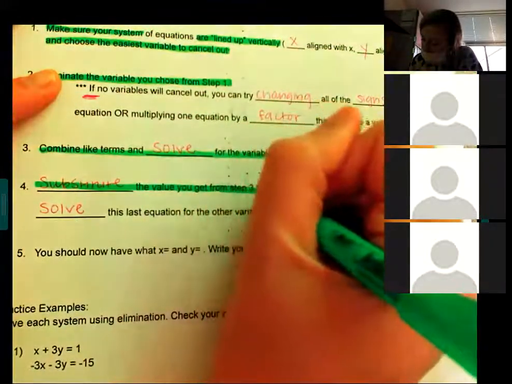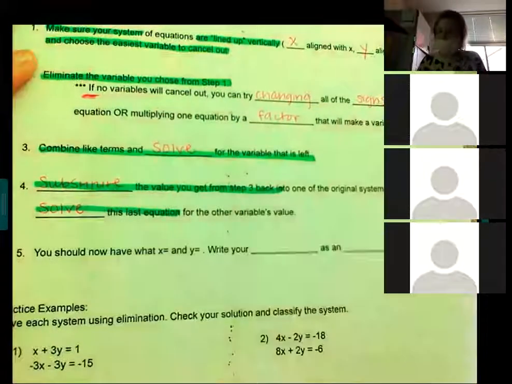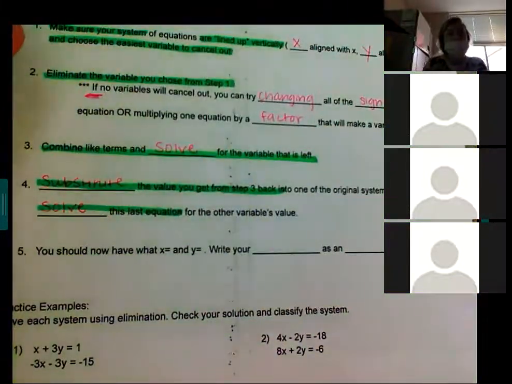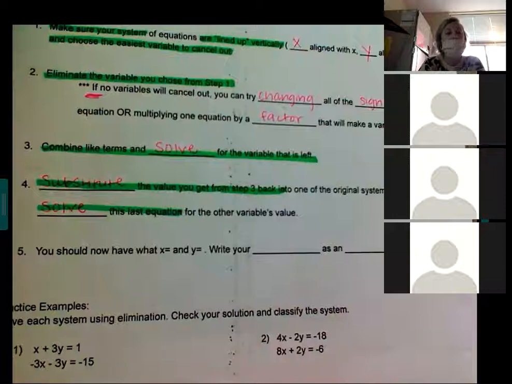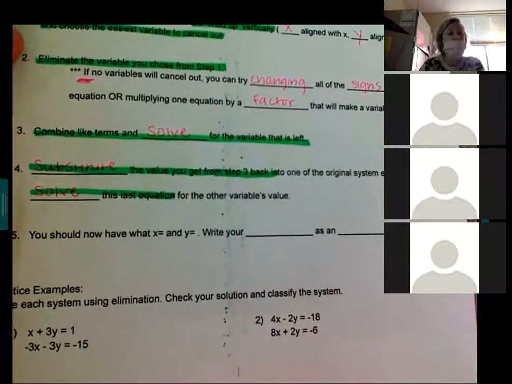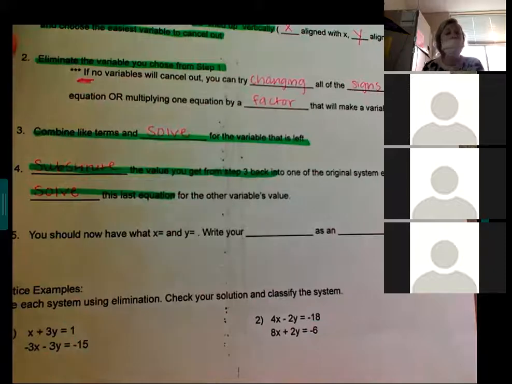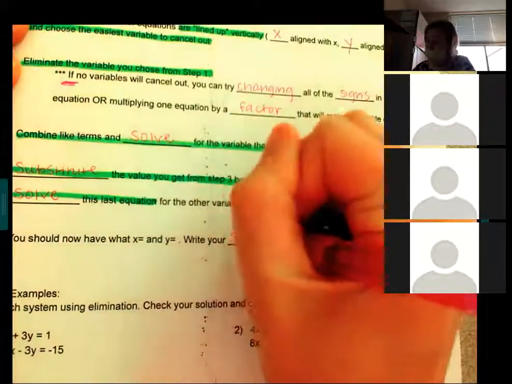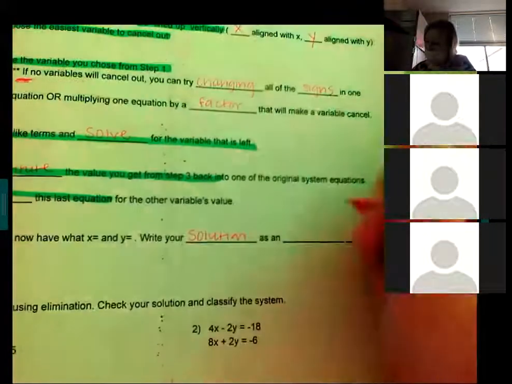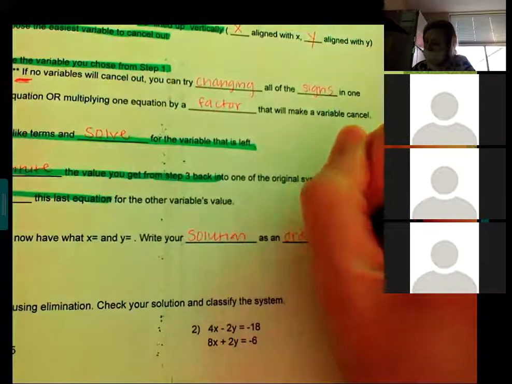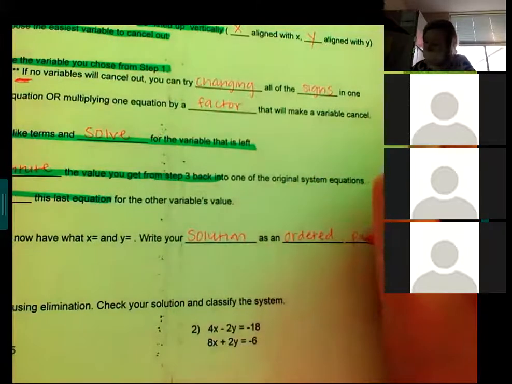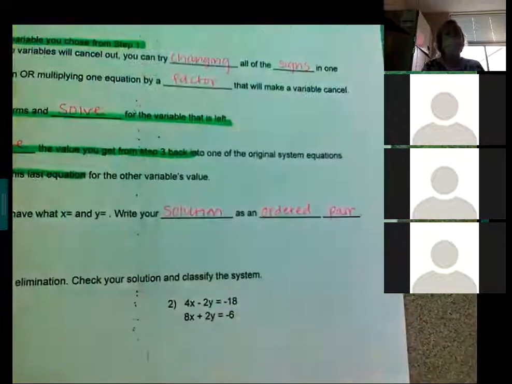So my people at home, you're gonna substitute the value you get in step 3 back in and solve this last equation. Y'all can abbreviate. Then step 5, people at home, you don't have to write it because we should know this. We write our solution as a what? There we go. As an ordered pair. Write your solution as an ordered pair.